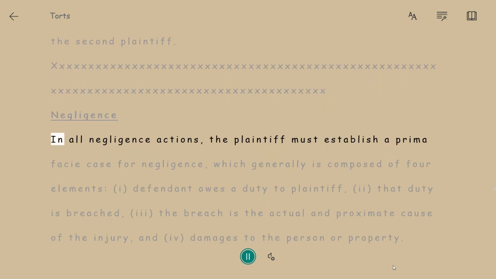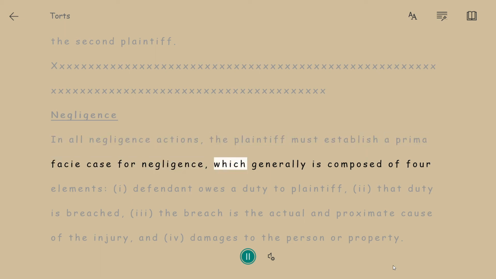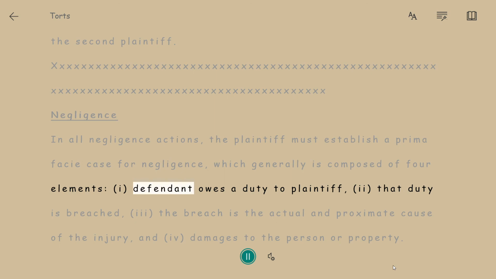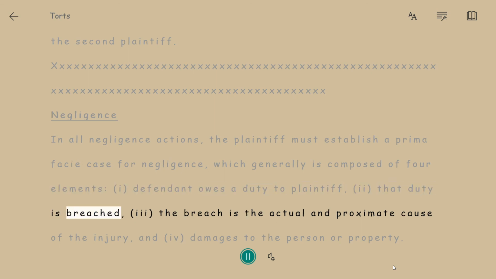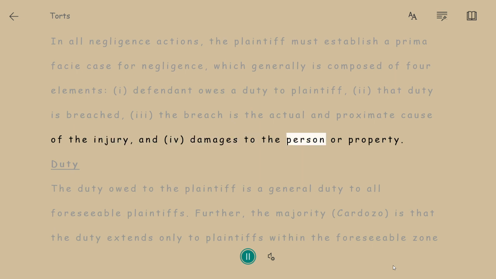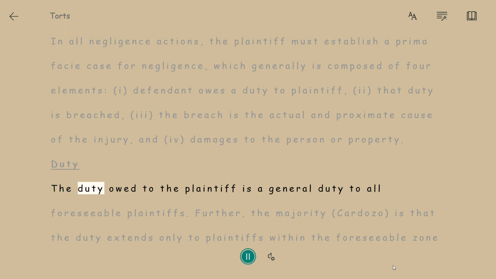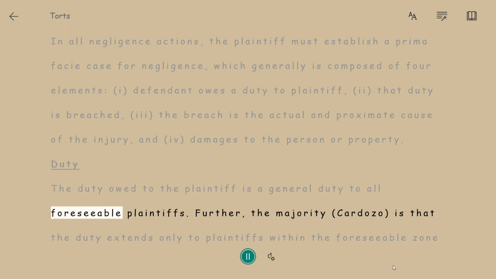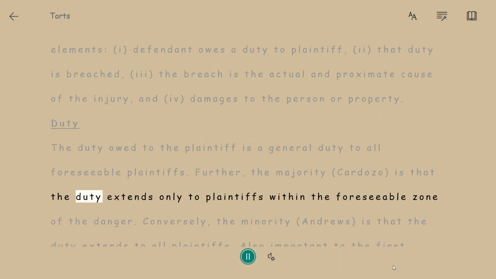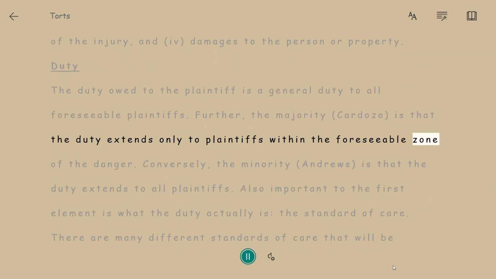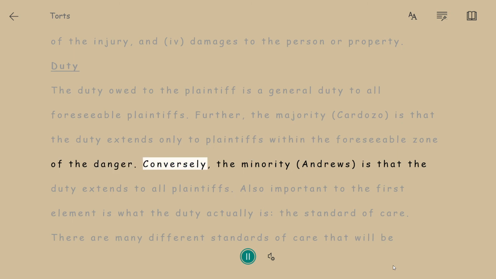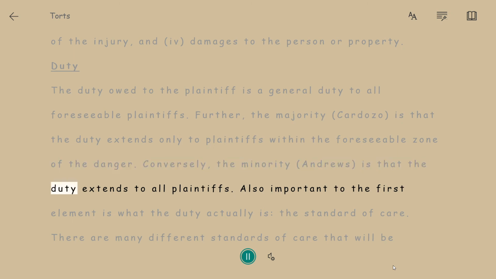Negligence. In all negligence actions, the plaintiff must establish a prima facie case for negligence, which generally is composed of 4 elements. 1. Defendant owes a duty to plaintiff. 2. That duty is breached. 3. The breach is the actual and proximate cause of the injury. And 4. Damages to the person or property. Duty. The duty owed to the plaintiff is a general duty to all foreseeable plaintiffs. Further, the majority, Cardozo, is that the duty extends only to plaintiffs within the foreseeable zone of danger. Conversely, the minority, Andrews, is that the duty extends to all plaintiffs.